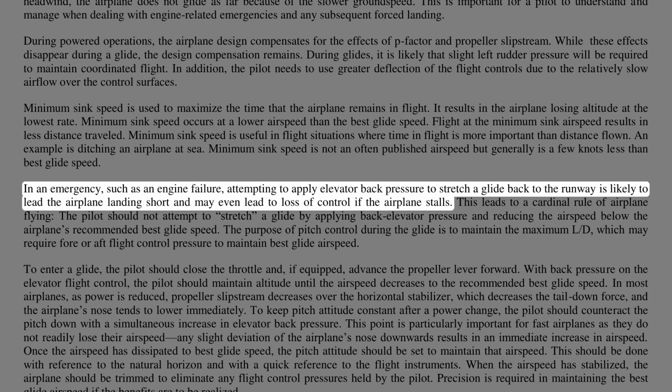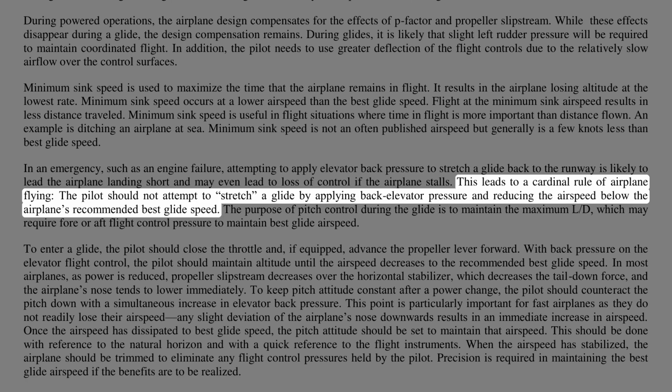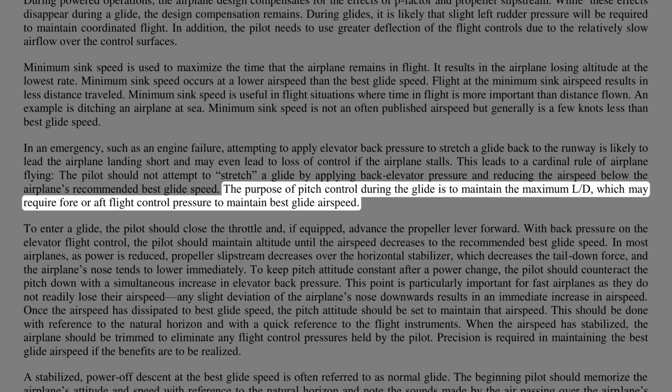In an emergency, such as an engine failure, attempting to apply elevator back pressure to stretch a glide back to the runway is likely to lead the airplane landing short and may even lead to loss of control if the airplane stalls. This leads to a cardinal rule of airplane flying. The pilot should not attempt to stretch a glide by applying back elevator pressure and reducing the airspeed below the airplane's recommended best glide speed. The purpose of pitch control during the glide is to maintain the maximum L/D, which may require fore or aft flight control pressure to maintain best glide airspeed.